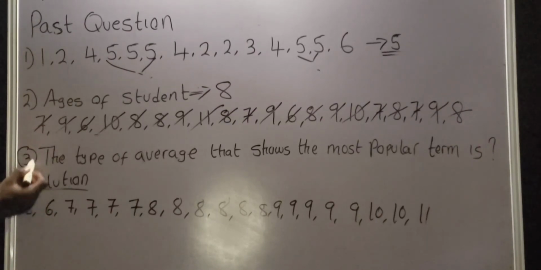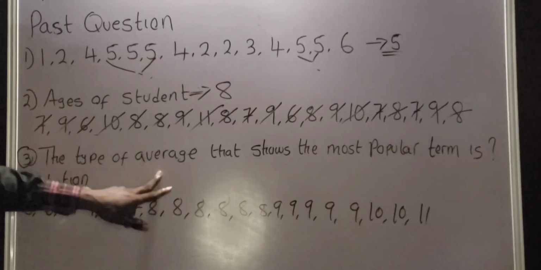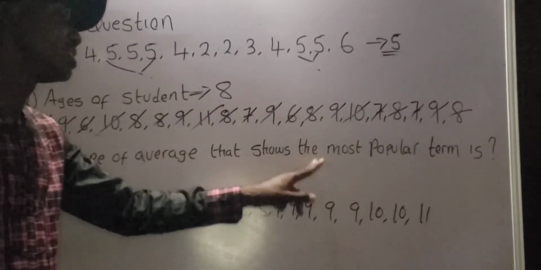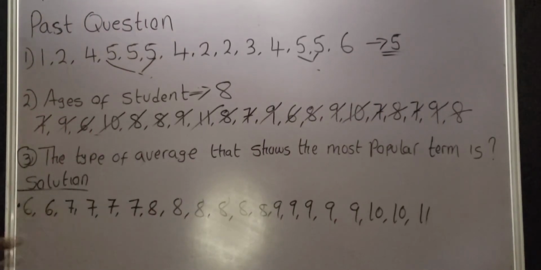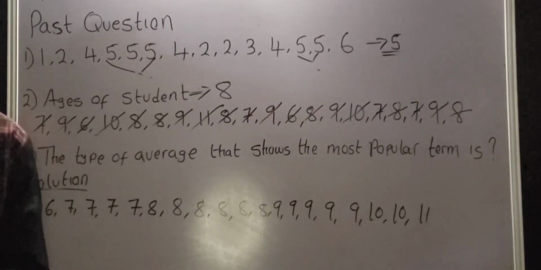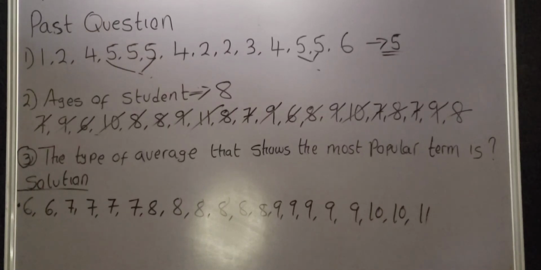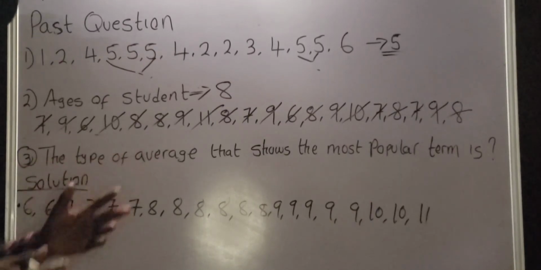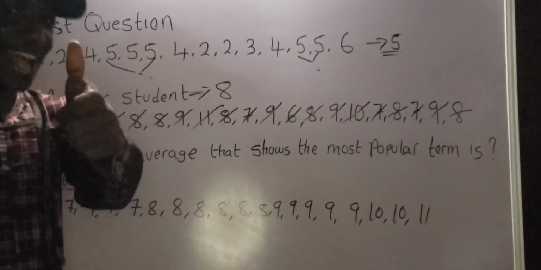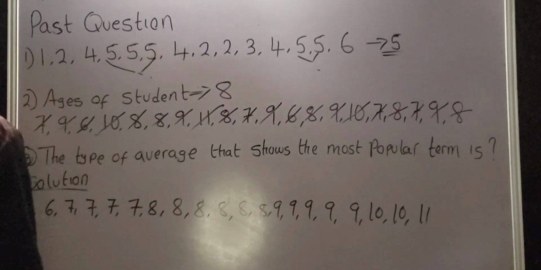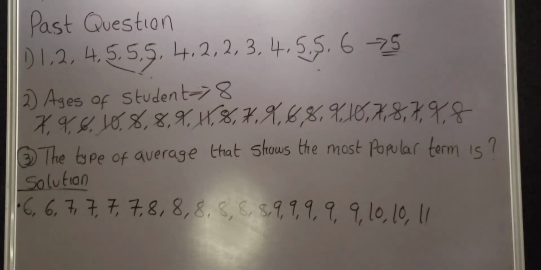So the third question says, the type of average that shows the most popular item is. Now I want to answer that. Don't forget that I told you that mean means average, median is the middle number, and mode is the most occurring value. Now the question says, the type of average that shows the most popular item among our data set is known as what? The answer is mode, because by definition, mode is the most occurring value among our data set.